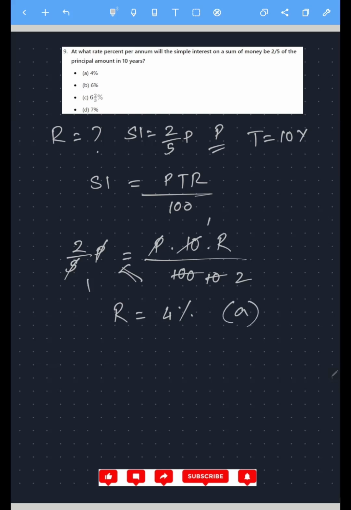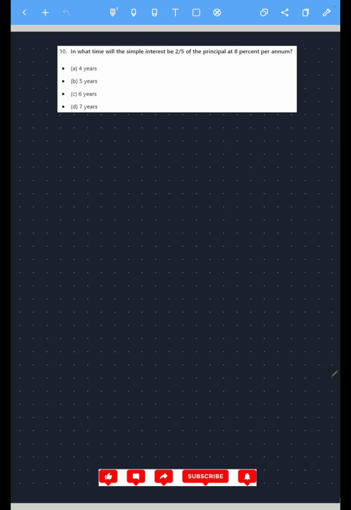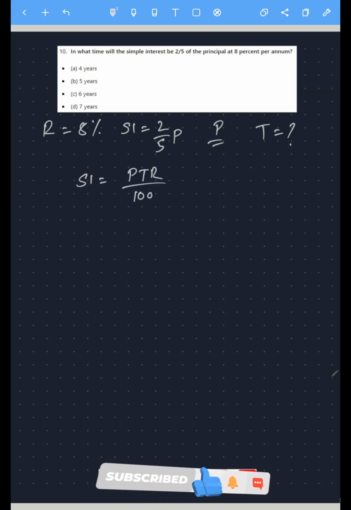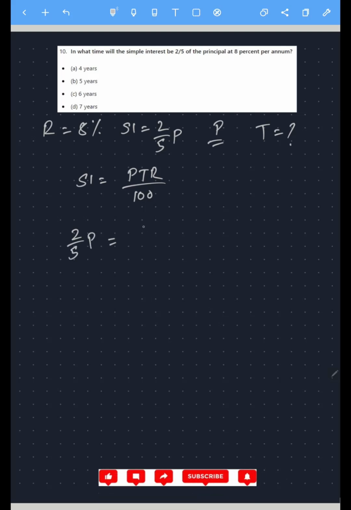Great. This one is similar to the previous question, but here he has given us the rate of interest as 8% and simple interest as 2 by 5 principal, and principal as we assume the same, but here is asking us the time period. Amazing. So SI equals PTR upon 100. Here SI is nothing but 2 by 5P equals, principal is going to be P times T, which we have to find out, into 8 divided by 100.